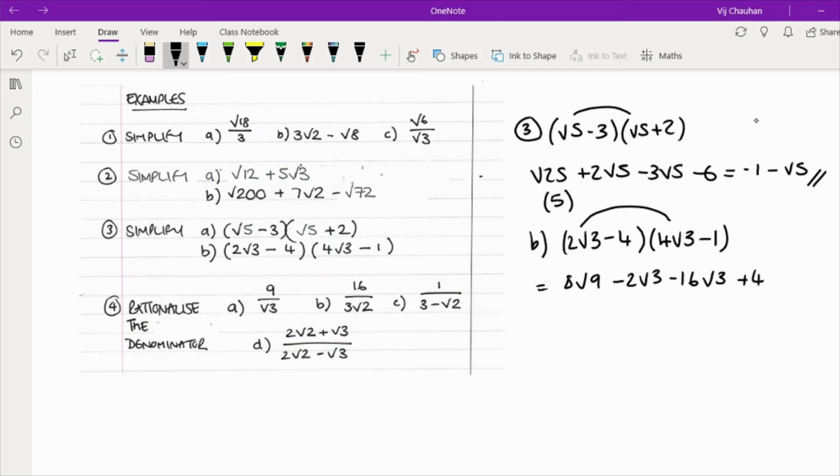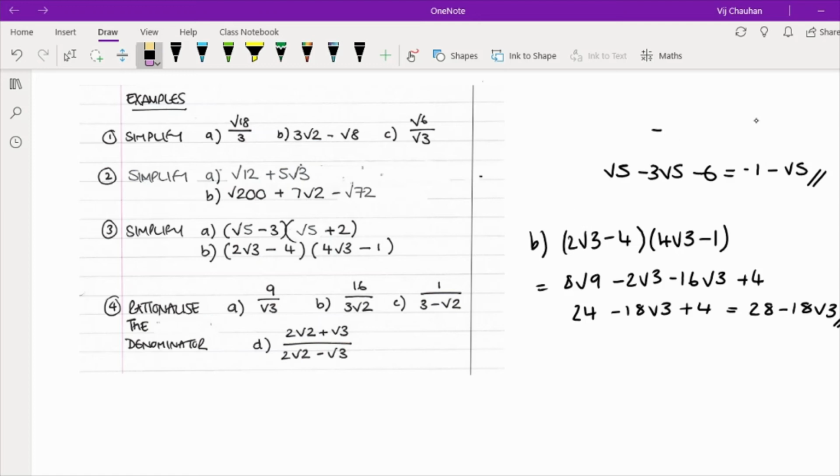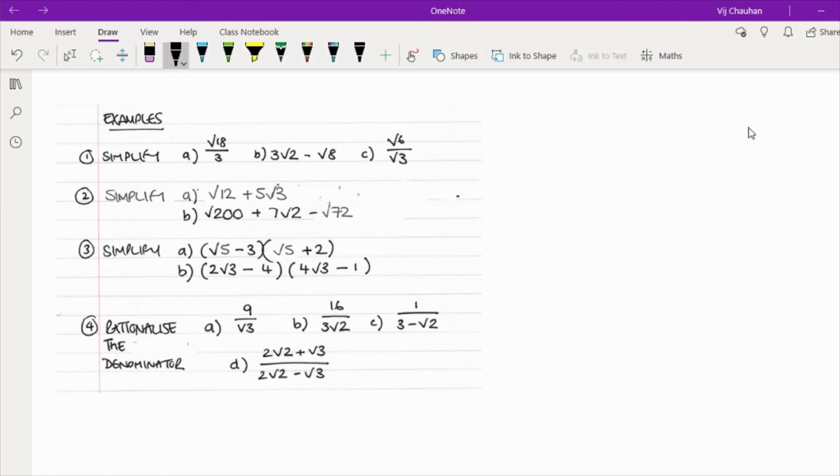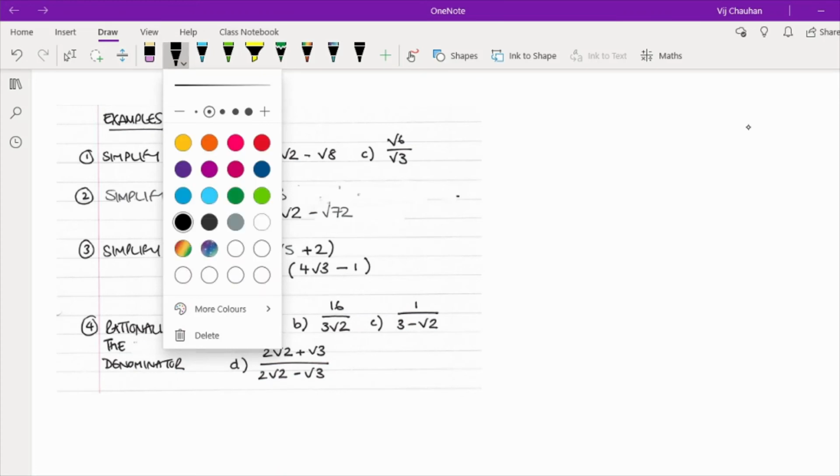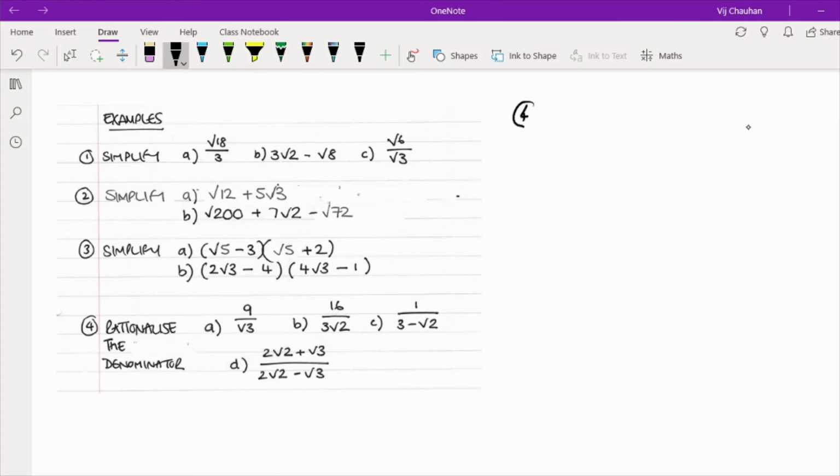plus 4. This then simplifies to be 8 times 3, which is 24. Minus 2 minus 16 is minus 18 root 3, plus 4 gives us a final answer of 28 minus 18 root 3. Then finally we move on to rationalising the denominator. So moving on to question 4, what we have is rationalising the denominator.